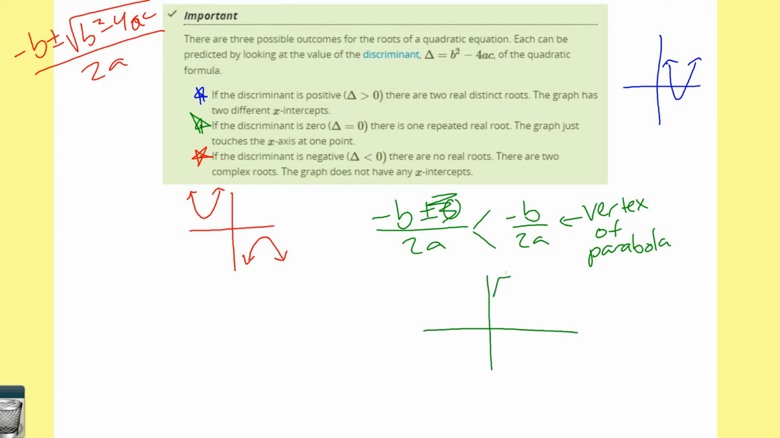So our parabola, the vertex is going to be on my x-axis. And I didn't, okay, you get the idea. It's supposed to be right there, one point touching the x-axis. Okay, now it can go up or it can go down. Okay, kind of depends on your graph, if the a value is positive or negative. Okay, hopefully that makes sense.